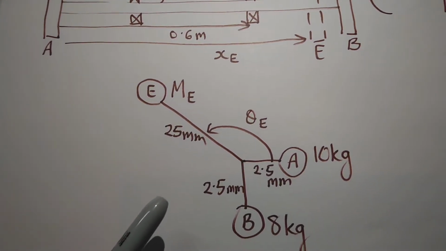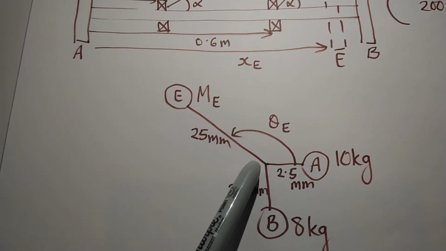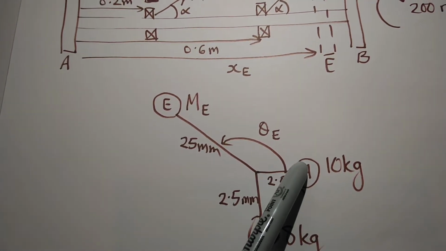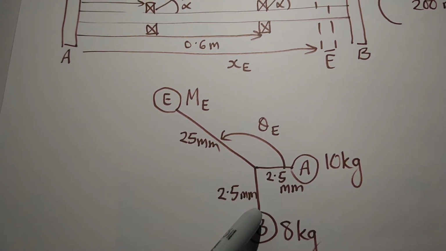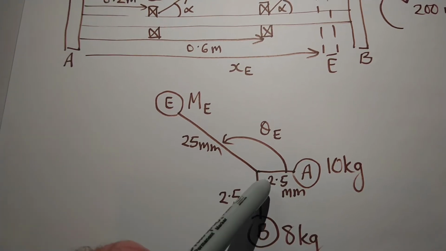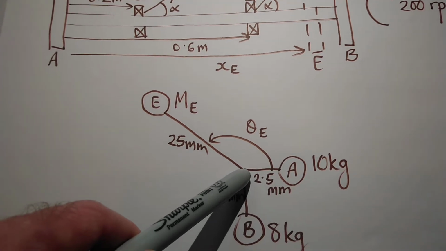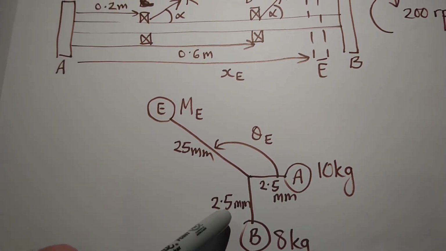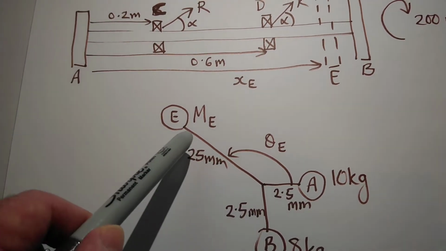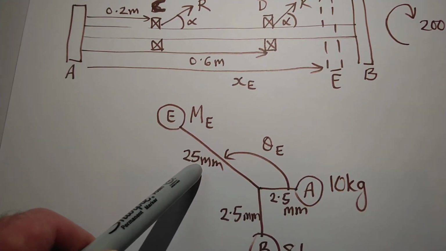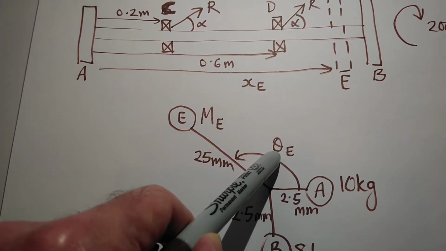Now we have some additional info. We know that A has a mass of 10 kilograms, and for simplicity I'm setting this at an angle of 0 degrees. We know B has a mass of 8 kilograms and is at a radial distance which is perpendicular to the radius of A. So I've set B at an angle of -90. The radial distances for both are 2.5 millimeters, and we've been told that E has a radial distance of 25 millimeters. We don't know the angle though. I've called that theta E.